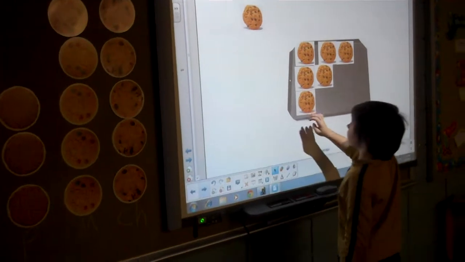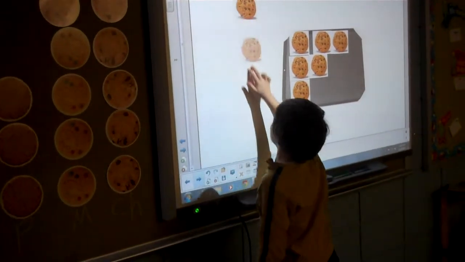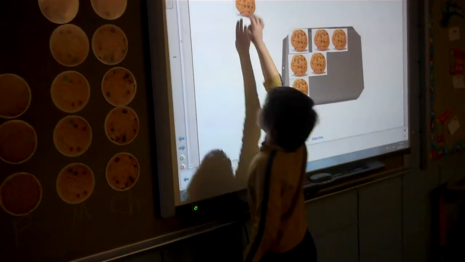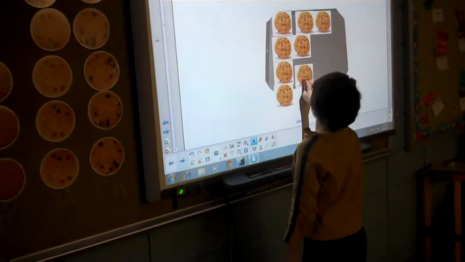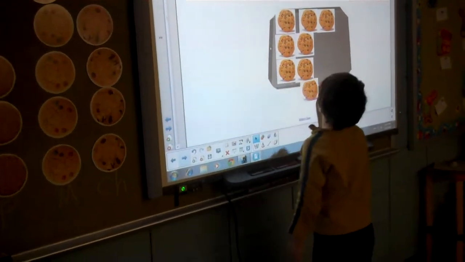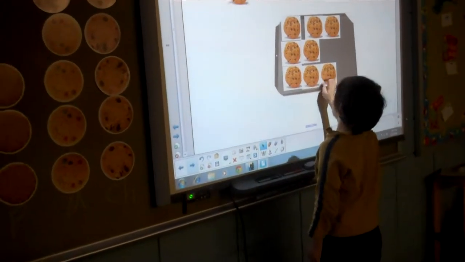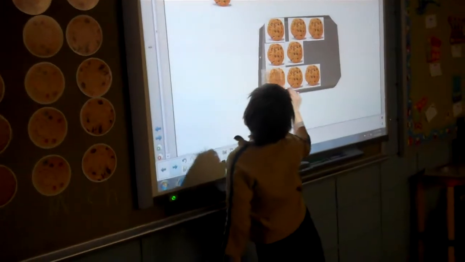Now usually when we make arrays, we think of our rows going across, right? So there's 1 row, 2 rows, 3 rows. Are you off the cookie sheet? Let's put them up. There's your 3 rows. So let's put 4 going this way. I think they fit a little bit better. Do 3 rows of 4.